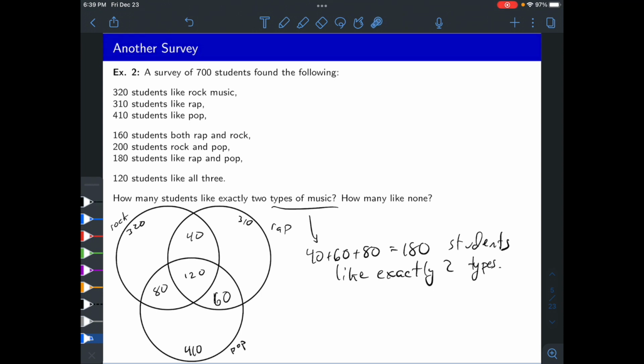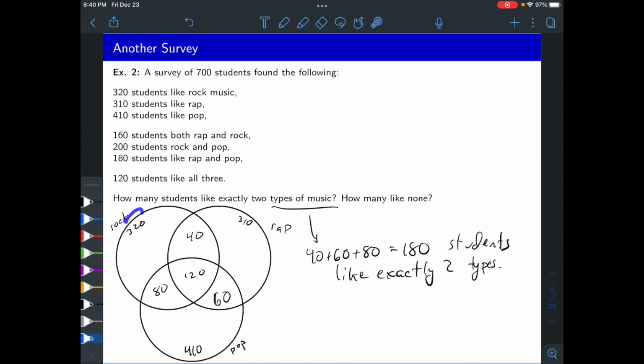And how many like none? All right, well, this might be a little bit trickier. I think that we need to get a little bit more information. So we'll do a similar strategy to what we did before, where we'll have an overall bubble of everyone that was polled, and then we'll just subtract everyone that's inside of here. So we need to know how many people are in rock, but not in the rest of that part of the bubble. And then a similar thing for people that only like rap, and then people that only like pop. And then we'll just add all of the numbers together and subtract that from 700.